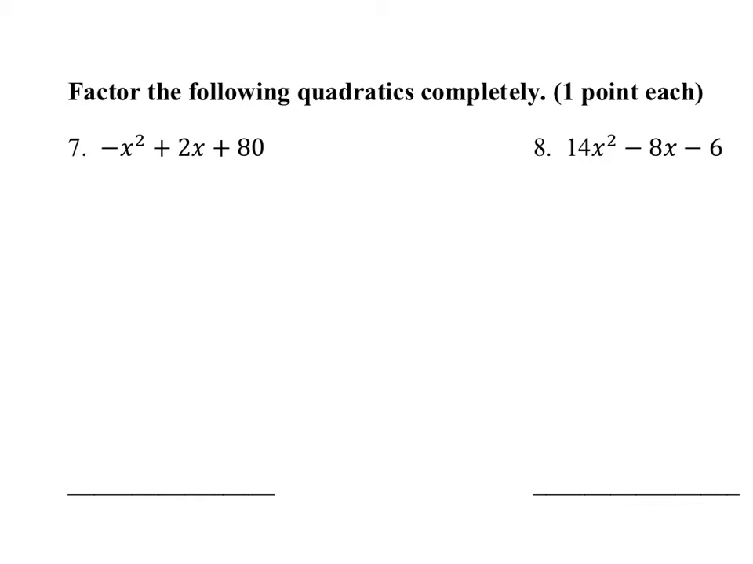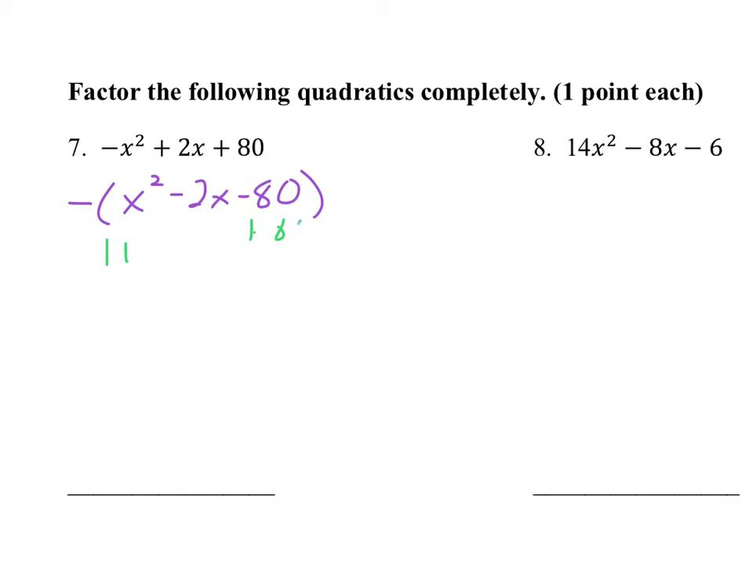For number 7, with a negative x squared, the very first thing we want to do is factor that negative out. It's something of a common factor, but a little bit different concept there. So we get a positive x squared minus 2x minus 80. So we're just going to leave that negative out there. If I focus on the factors for the x squared, I get 1 and 1. And for 80, I do get several factors. Boy, I don't really want to list these all out, but I guess I will.